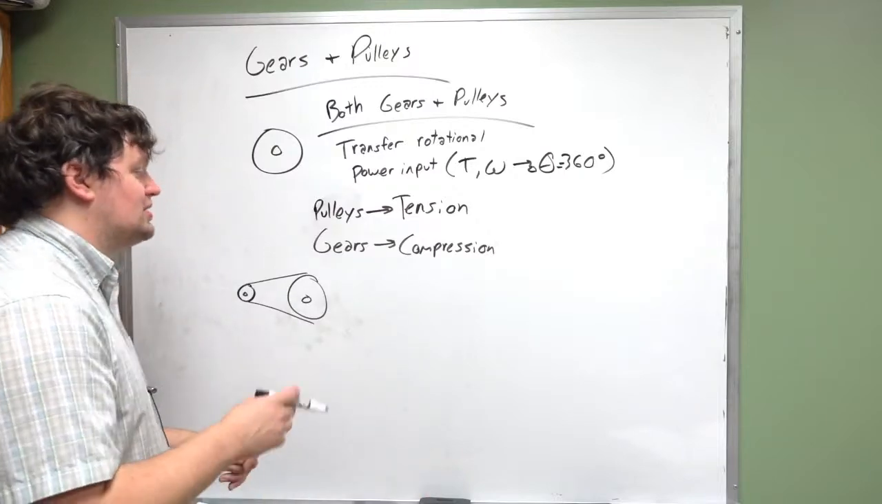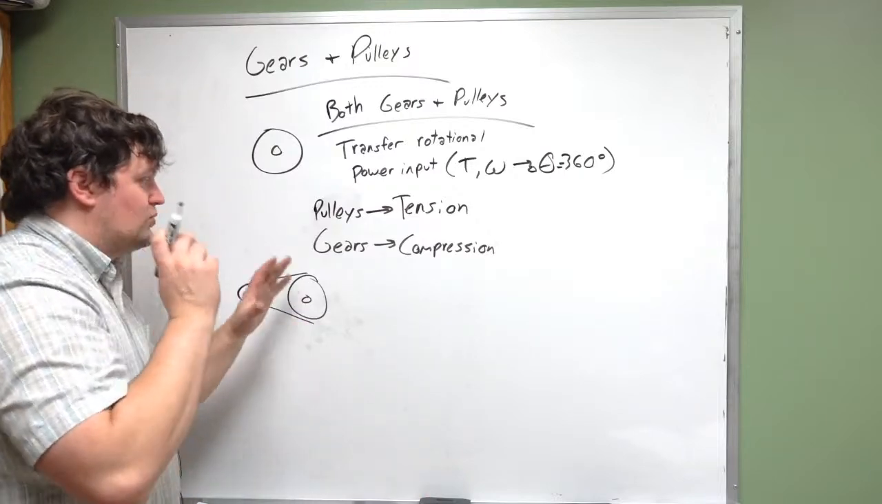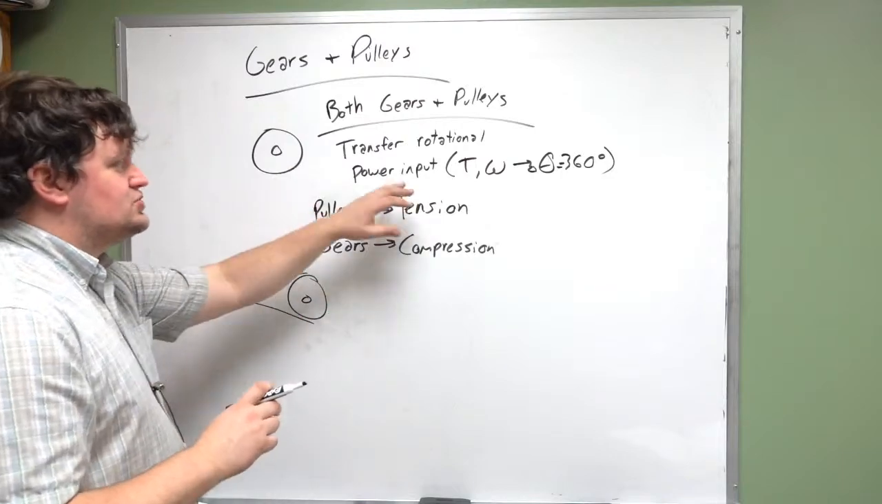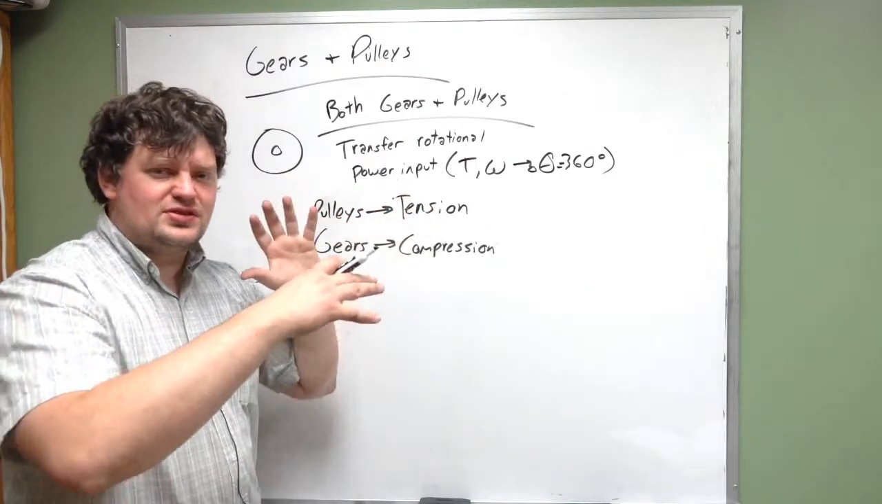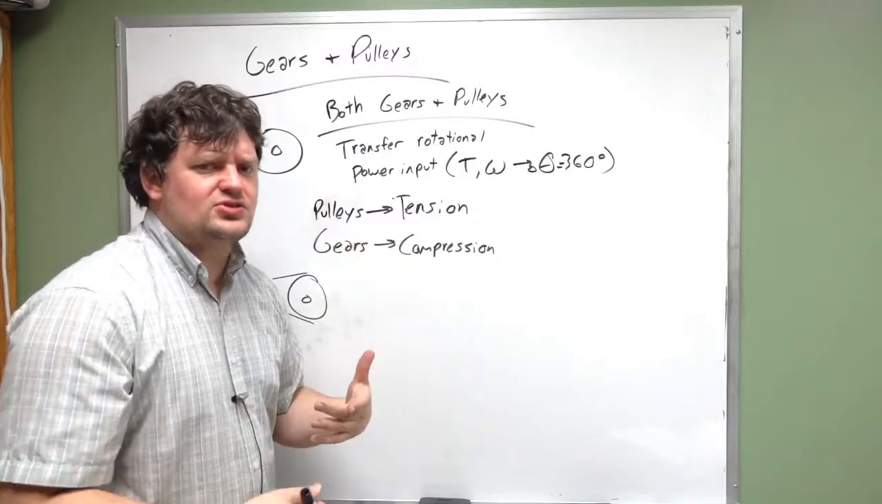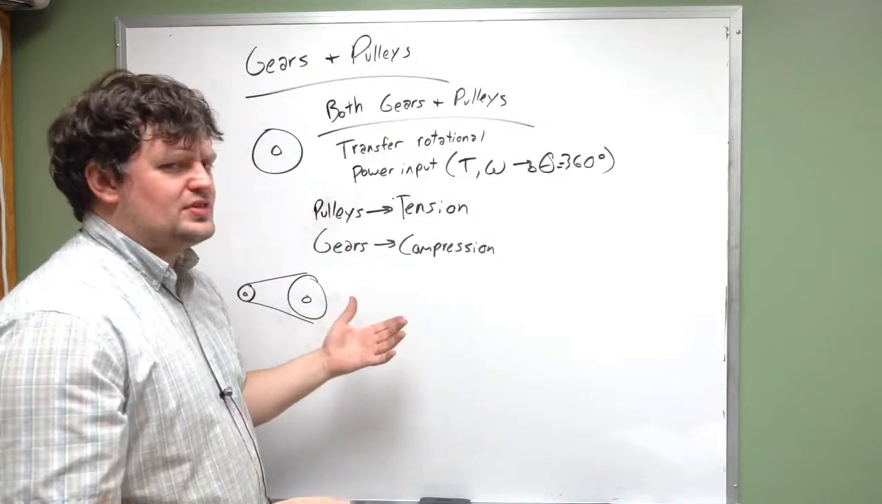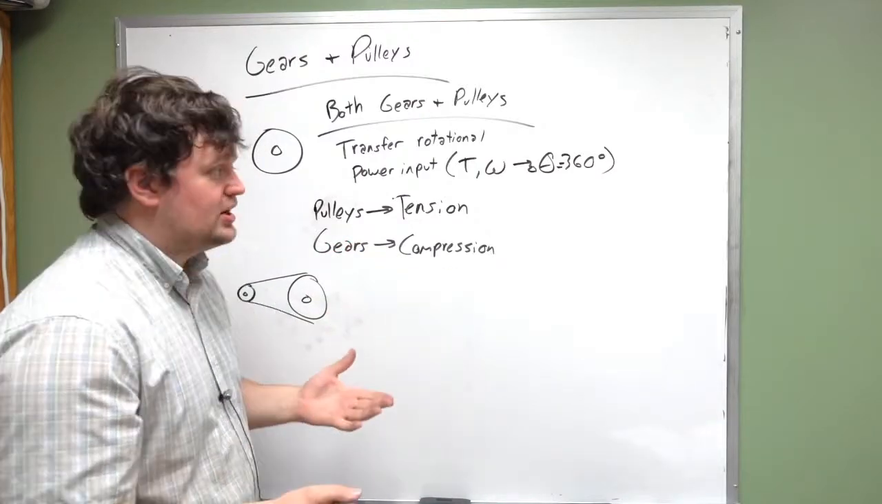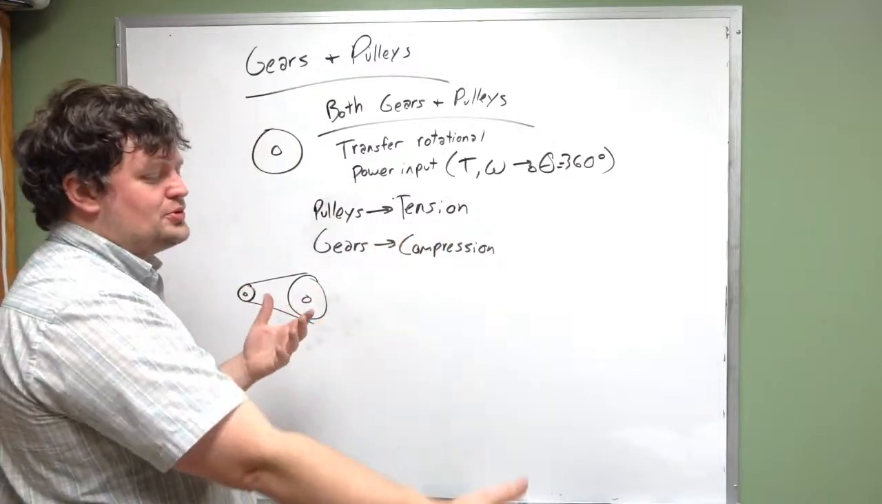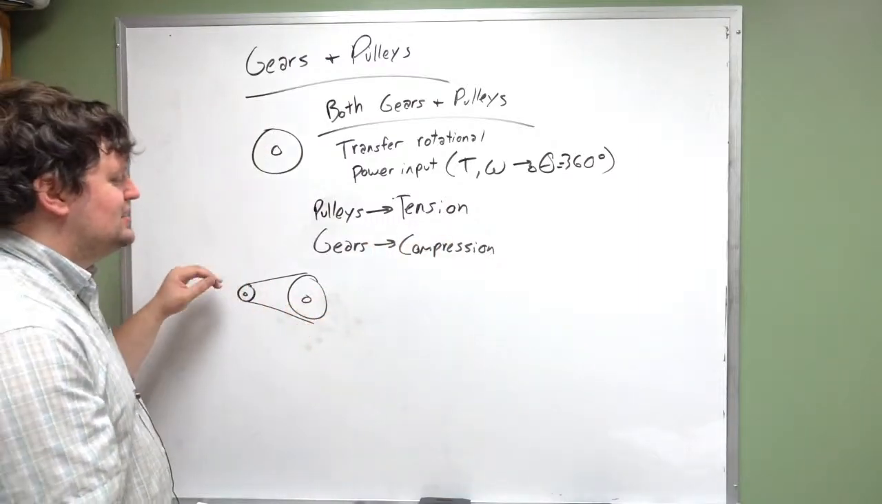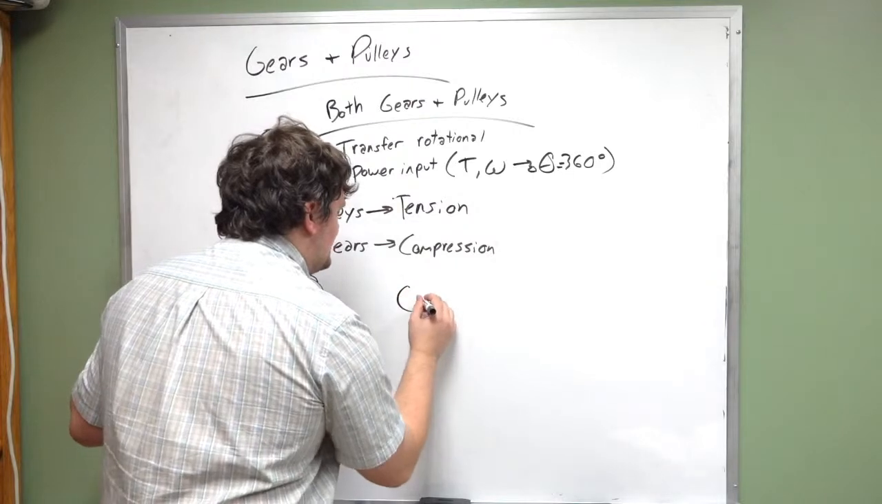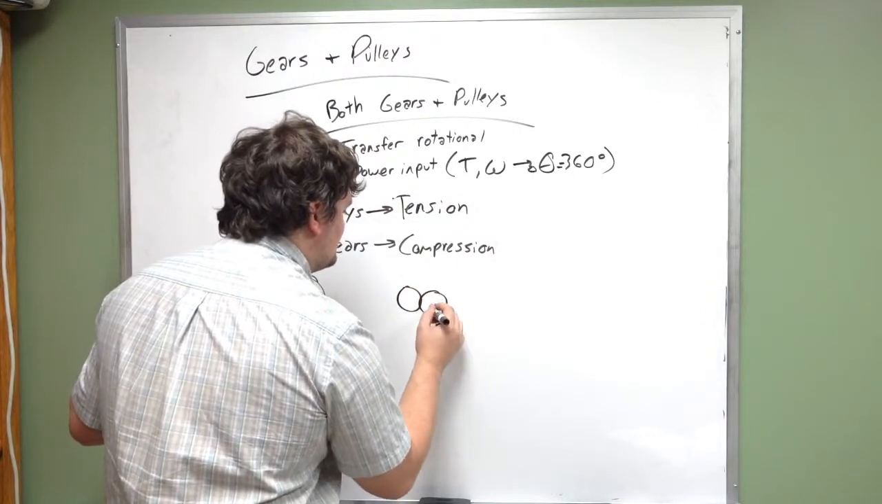We'll talk about that in a little bit. So the main idea behind this is that it transfers rotational power. You have some torque and some angular speed coming in, both of them together multiply into power again, and then output power from a gear is that you'll either have a gear that meshes with another gear.